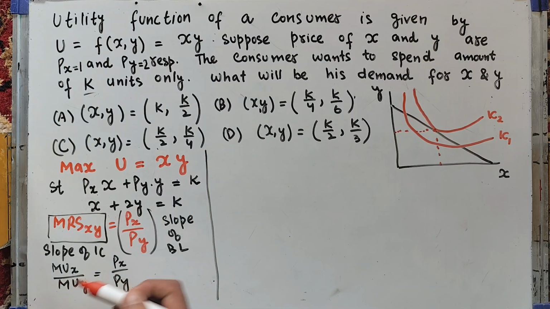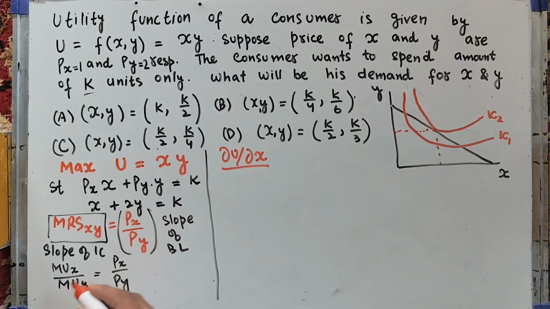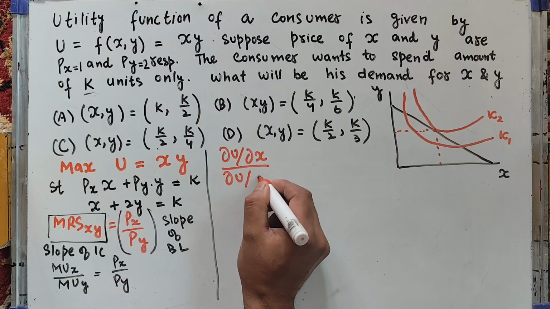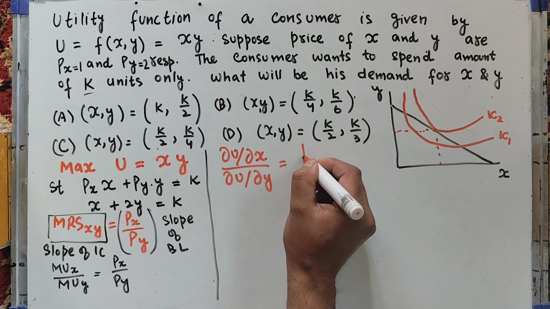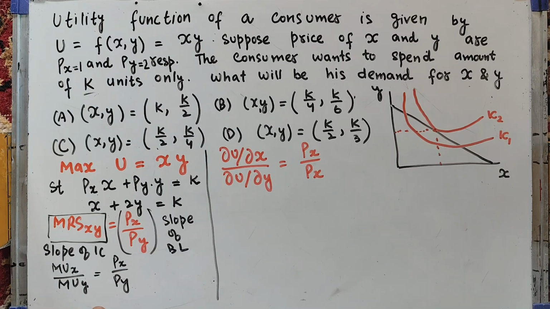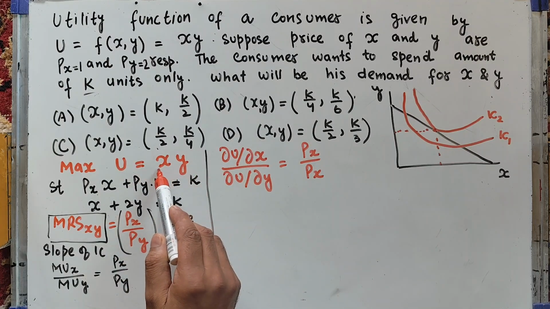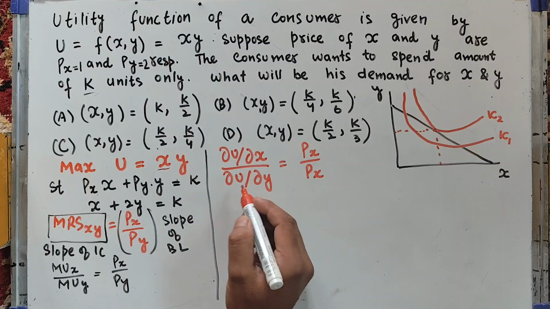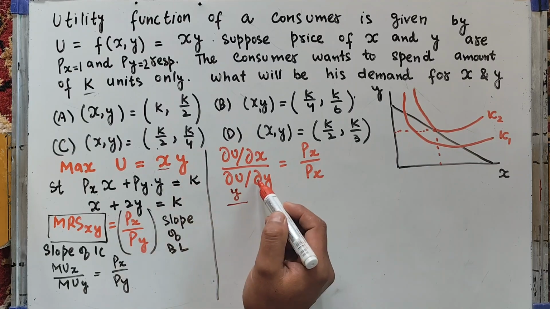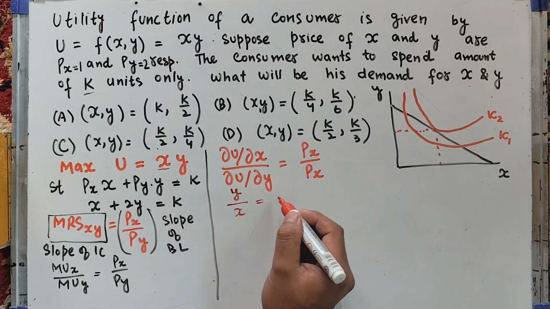Specifically, MUx is simply the change in utility due to the change in the units of good x consumed. Likewise, the marginal utility of good y is the change in utility due to the change in the consumption of good y. It should be equal to the ratio of the prices. Now this partial derivative with respect to good x means the marginal utility of good x. So dU/dx means the partial derivative of the utility function with respect to x. The derivative of x is 1, so we are left with y. Likewise, dU/dy means the partial derivative with respect to y, so the derivative of y is 1, and we are left with x, and it should be equal to the ratio of the prices.